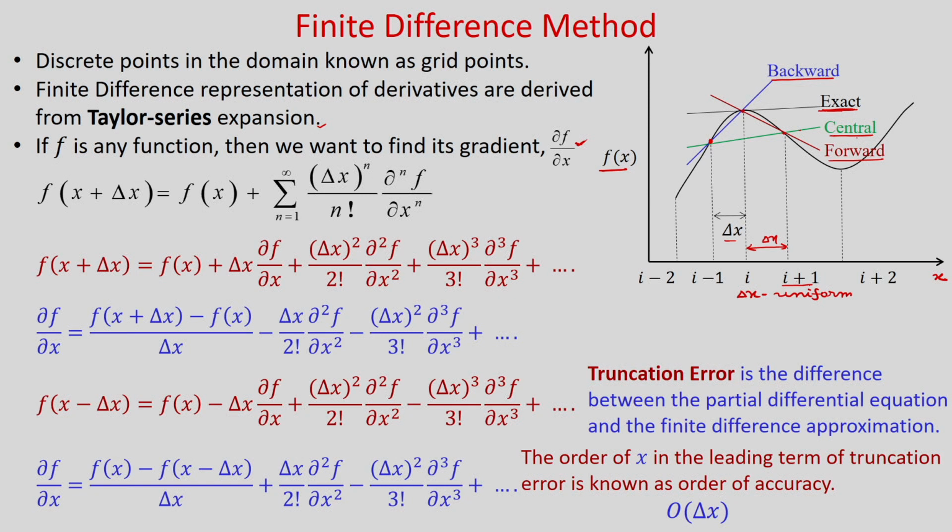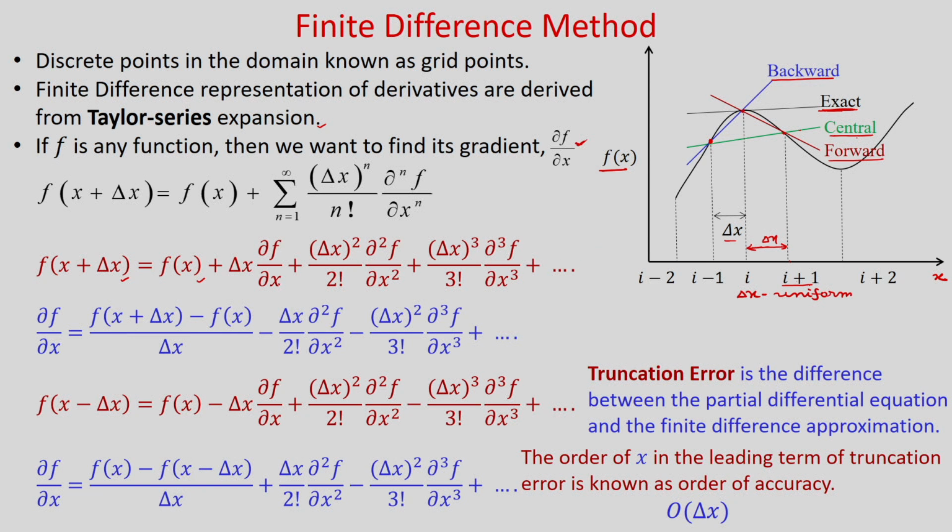Now, let us consider the Taylor series and expand it. f of x plus delta x you can write as f of x plus summation of n equal to 1 to infinity of delta x to the power n by factorial n times del n f by del x n. If you take one forward point and go in the forward direction by delta x, then you can write f of x plus delta x as f of x plus delta x del f by del x plus delta x square by factorial 2 del 2 f by del x square plus delta x cube by factorial 3 del cube f by del x cube, and it will continue.